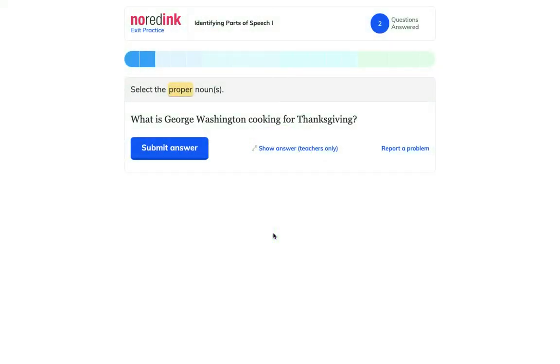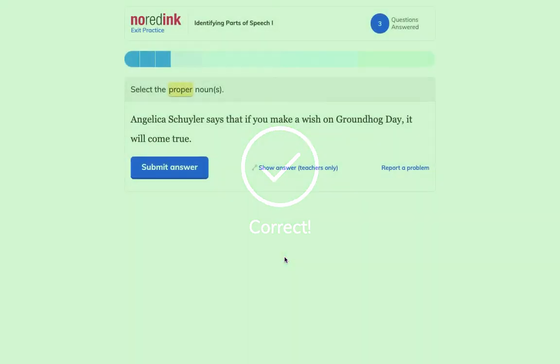What is George Washington cooking for Thanksgiving? Proper nouns. George Washington, name of a specific person. Thanksgiving, name of a specific holiday. Angelica Schuyler says that if you make a wish on Groundhog Day, it will come true. Specific person's name, proper noun. Specific holiday, proper noun.